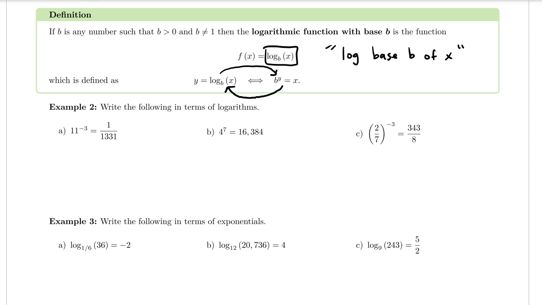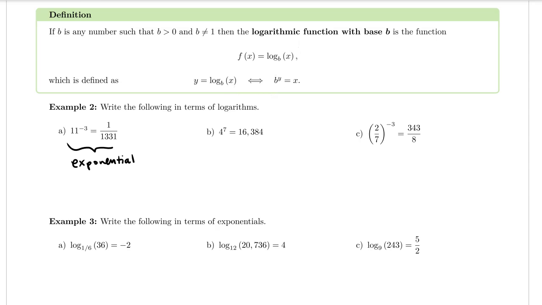Example 2 says, write the following in terms of logarithms. So here we are given an exponential statement, and we want to convert it into a logarithm. So we're starting with this form here, and we want to end up in this form. How do we do that? Well, from this generic formula, this is b, this is y, and this fraction represents x.